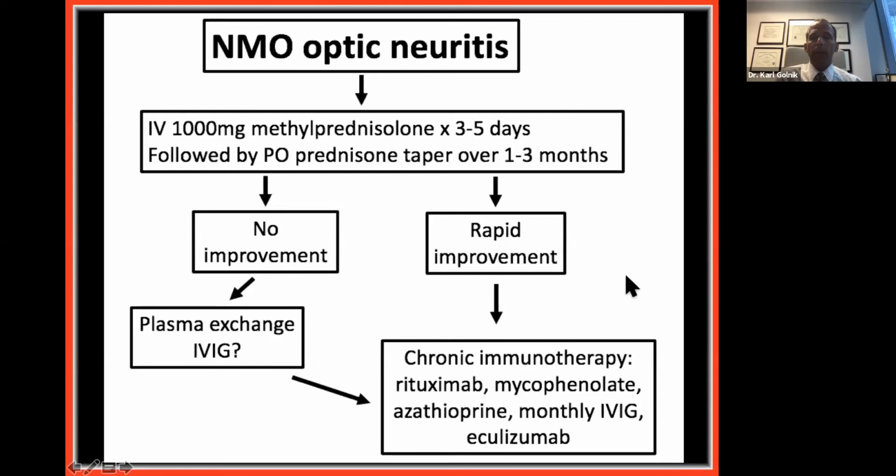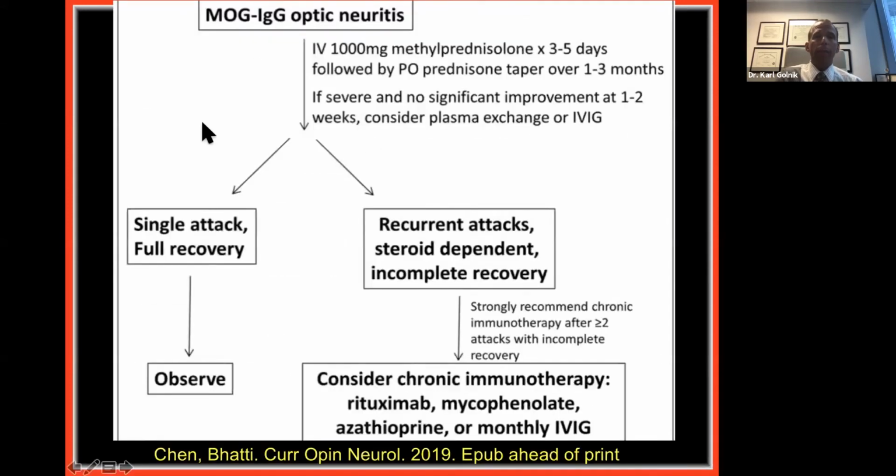The next slide will be similar for MOG. This shows MOG IgG optic neuritis. It's again the same initial treatment: 3 to 5 days of a gram a day of methylprednisolone, then a slow oral prednisone taper. If severe and no recovery after the first week or two, consider the same thing, plasma exchange or intravenous immunoglobulin.